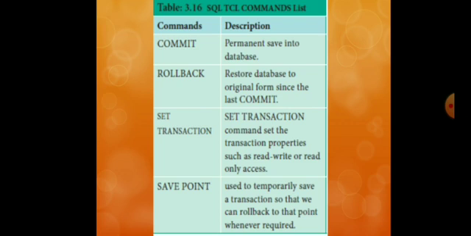Here you can notice that commit permanently saves into the database. Rollback restores the database to its original form since the last commit. The set transaction command sets the transaction properties such as read-write or read-only access. Savepoint is used to temporarily save a transaction so that we can roll back to that point whenever required.